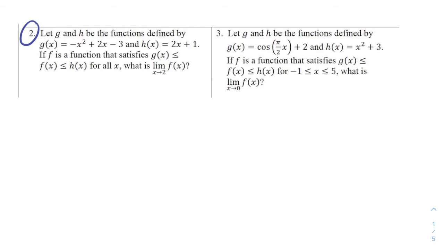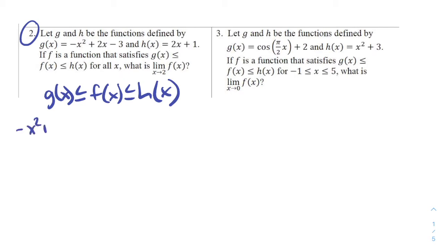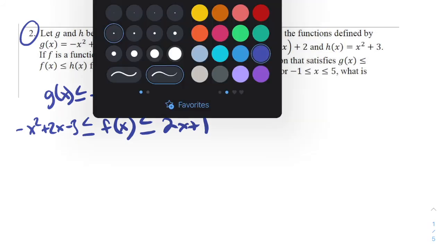Well, let's write out what we know. They said that g of x is less than or equal to f of x, which is less than or equal to h of x, which again looks very similar to our squeeze theorem. Let's substitute the equations that we know. We've got negative x squared plus 2x minus 3, less than or equal to whatever f of x is, which they didn't tell us, which is less than or equal to h of x, which is 2x plus 1. That's a true statement they gave us.